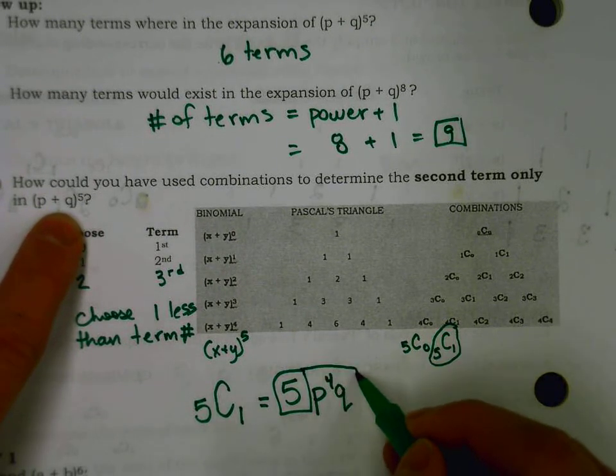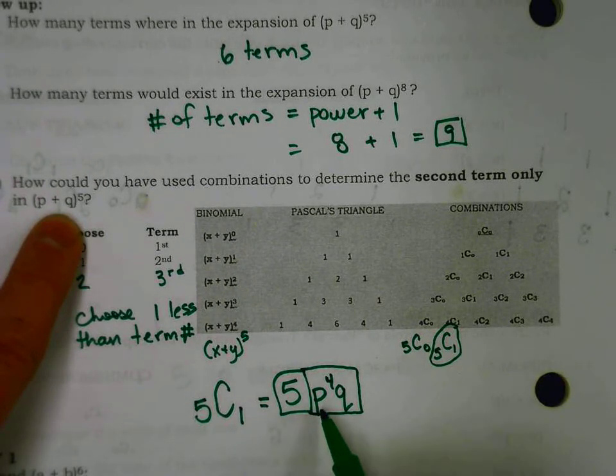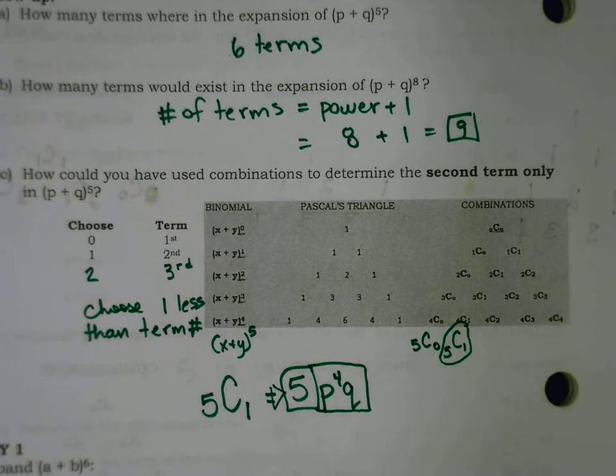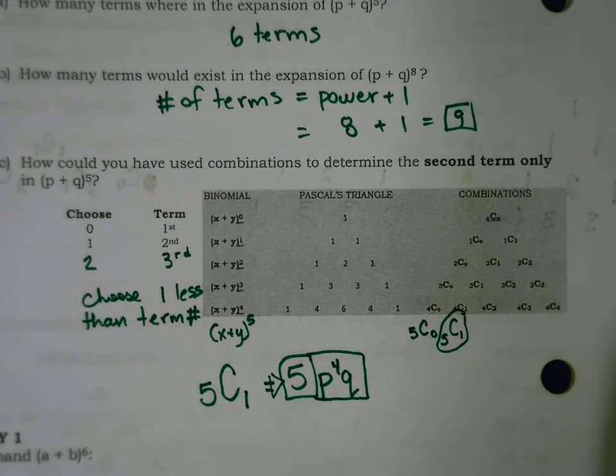So if we wanted to be even more perfect and talk more than the coefficient, we could introduce our variables: p to the 4, q to the 1. A bit impressive considering we've never really been able to do anything more than a squared or a cubed without a bit of extra effort.